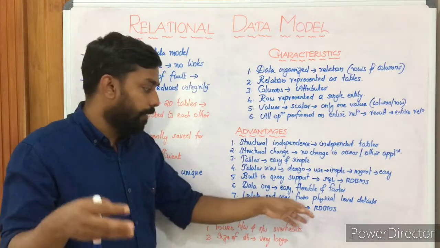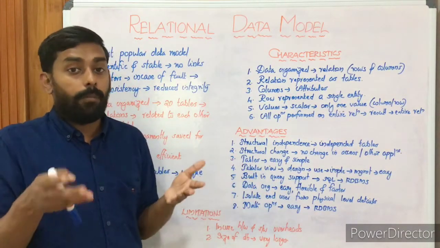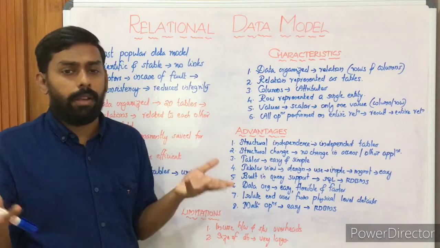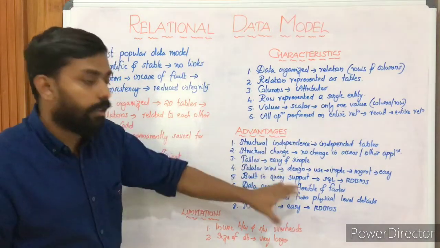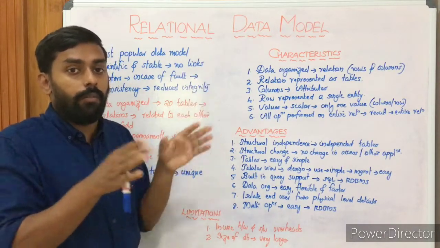Then math operations are made easy using an RDBMS because we can perform a number of operations, such as aggregate or group operations: sum, average, count. So these are the advantages, and these advantages make the relational data model the widely accepted one.